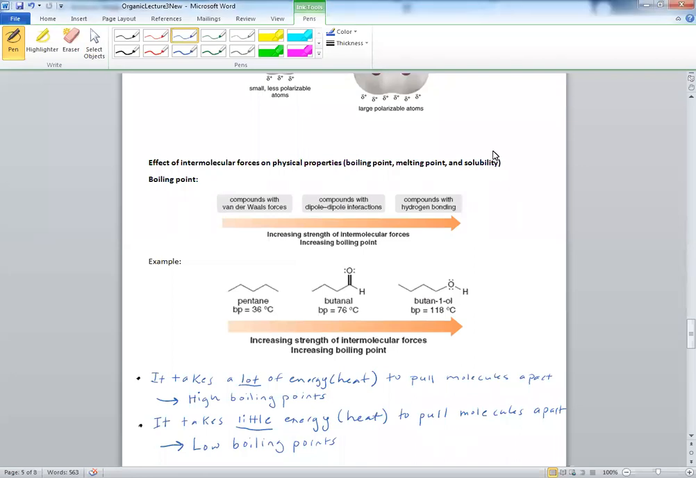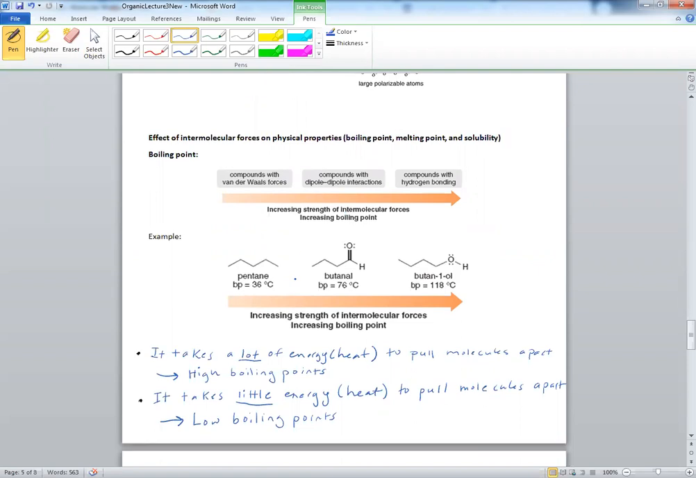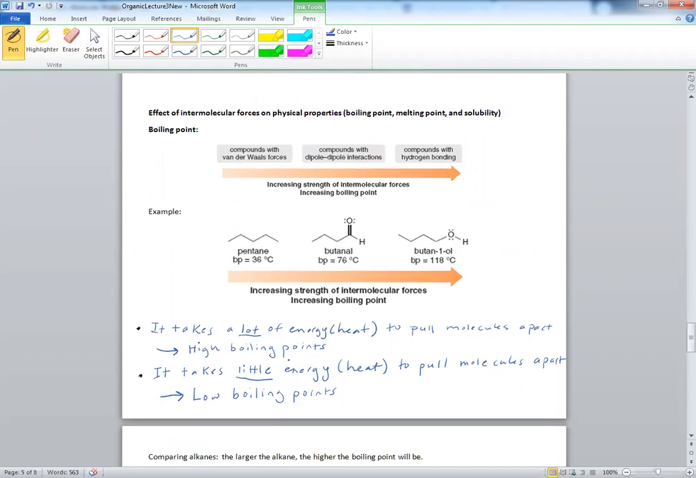So what is the relationship between intermolecular forces and physical properties? Well, it goes like this. The stronger the intermolecular force, the more energy or heat is needed to overcome these intermolecular forces. So what you should be doing is writing down these two statements. I want you to write them because, again, they're very, very important.